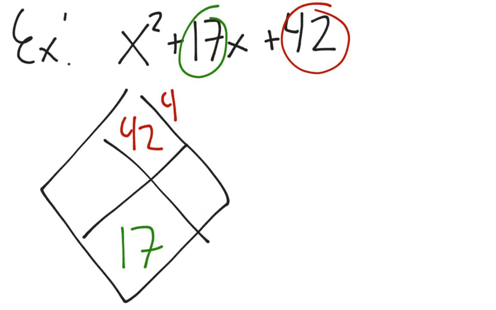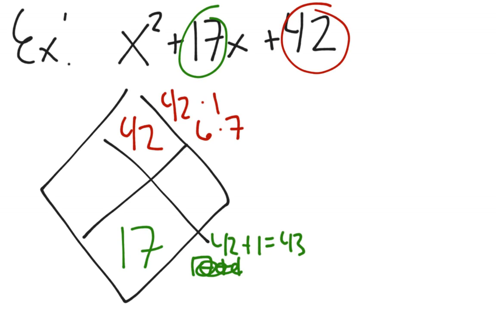My first thought is, well, let's try 42 and 1. But 42 plus 1 is equal to 43, so that's not going to work. I can try, well, I know 42 is 6 times 7. 6 plus 7 is equal to 13. Well, neither of those work, and I don't know another way to multiply to 42 right off the top of my head.